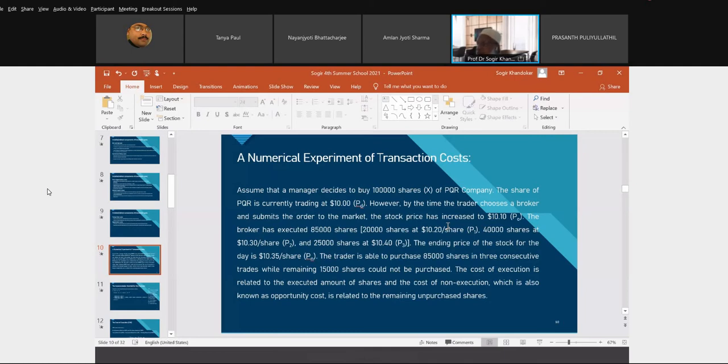The trader is able to purchase 85,000 shares in 3 consecutive trades, while the remaining 15,000 shares could not be purchased, that is, unexecuted. Since the cost of execution is related to the executed amount of shares, and the cost of non-execution, which is also known as opportunity cost, is related to the remaining unpurchased shares, that is 15,000 shares. It comes from 100,000 shares minus 85,000 executed shares.